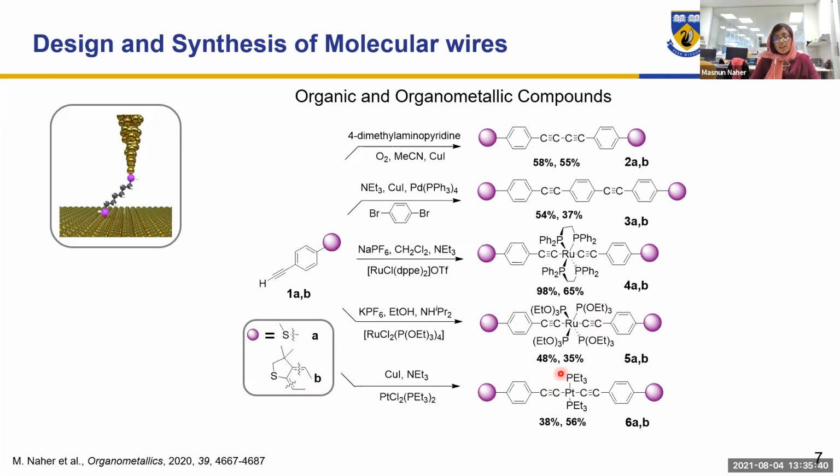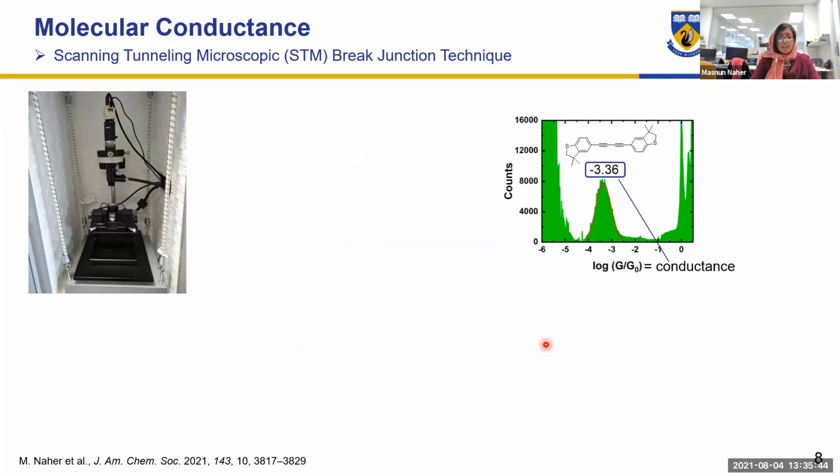After synthesizing all these compounds, in the next step, we measure the molecular conductance using the scanning tunneling microscopy-based break junction technique. Here is the conductance histogram from this diene compound. For simplicity, I will explain only the cyclic thioether series compounds. The other series also follow exactly the same trend in the experimental conductance values.